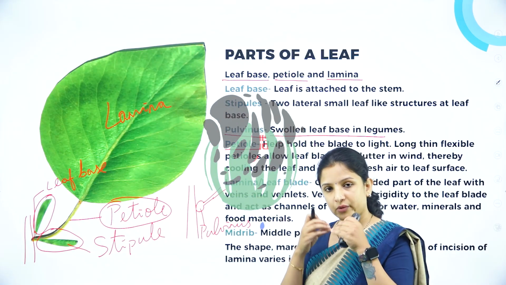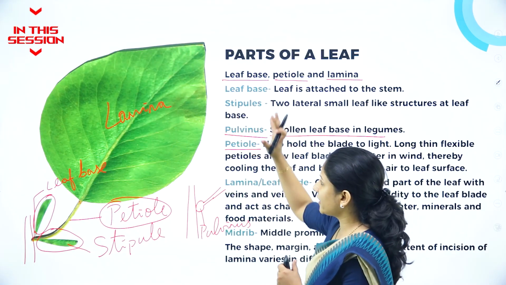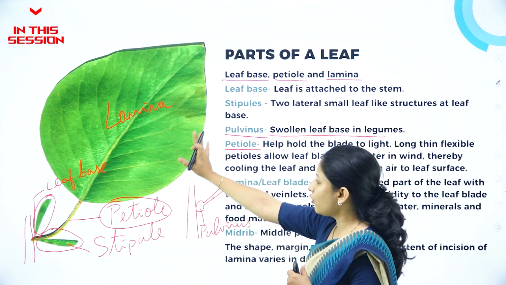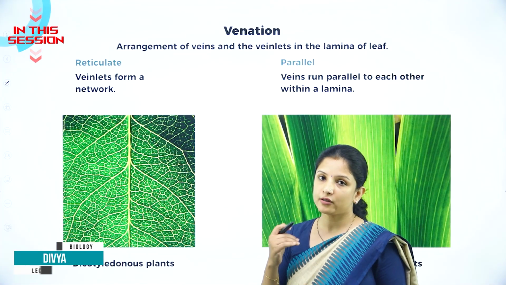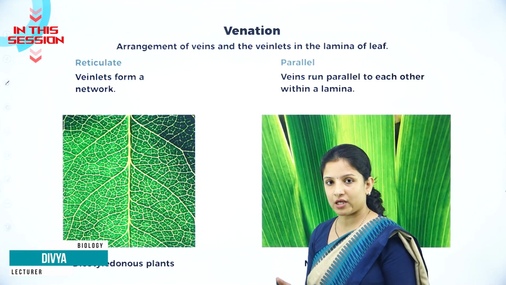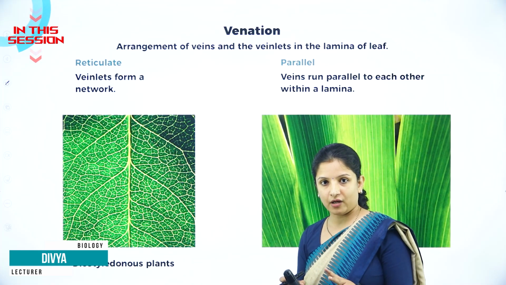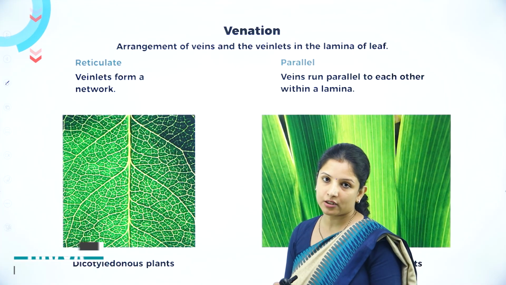Gradual is very important because it helps the entire lamina to hold itself to the leaf base. For that, the petiole is very, very important. Venation is nothing but the arrangement of veins in the leaves. Now, there are two types of venation: parallel venation and reticulate venation.